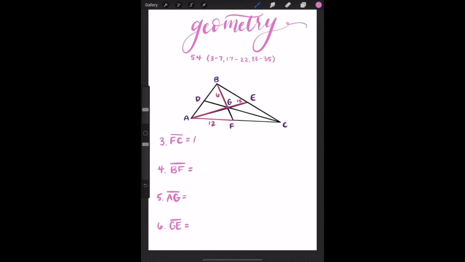All right, Lauren, for this first one, we're trying to find FC, and you can already see that it's 12. That's because G is our centroid, so that means these are all medians, so they're cutting the sides in half.